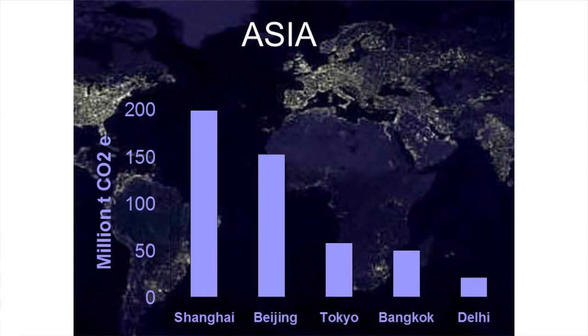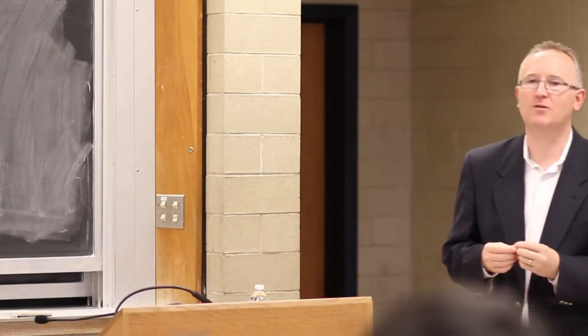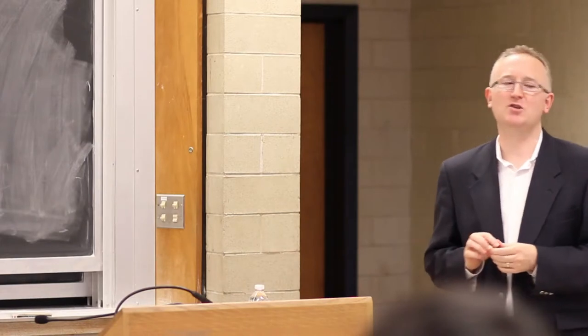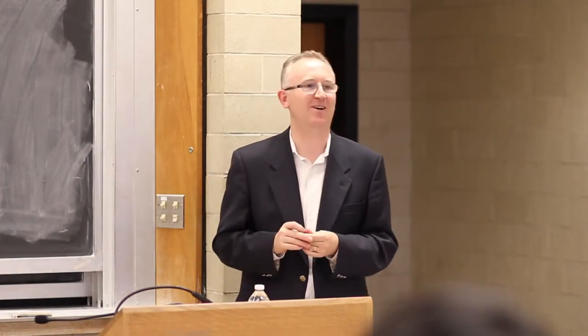Here was our really big takeaway, though. For the first time, we were getting data on Chinese cities combined with North American cities. Shanghai is a very big city, about 20 million people, so double the size of New York City. Now we're talking 200 million tons. We calculated at the time that if Shanghai was a country, it would have the 25th highest emissions of all countries. It was higher than Argentina, the Netherlands, Romania, and Egypt.